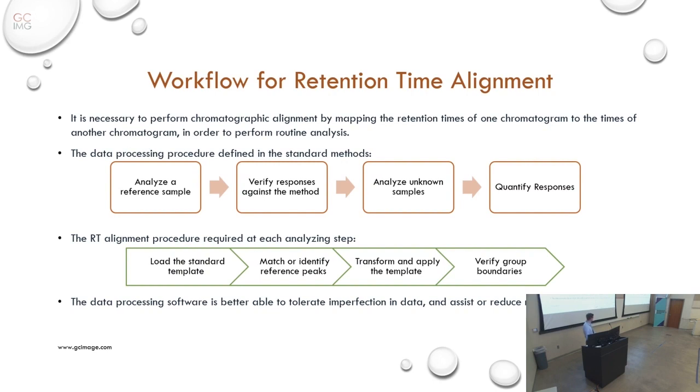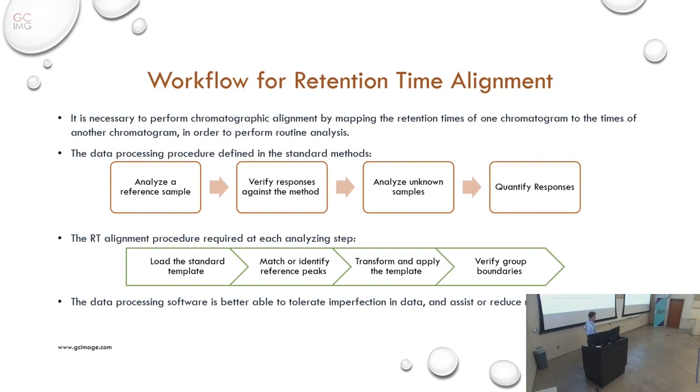And so typically, the data processing procedure used in these types of methods involves analyzing a reference sample, verifying the responses against the method, analyzing several unknown samples, and then quantifying those responses. And so at each of these analyzing steps, we may need to perform a retention time alignment following these steps: loading the standard template, identifying the reference peaks that we're looking for, and using those to transform the template, and then finally performing verification on the resulting boundaries.